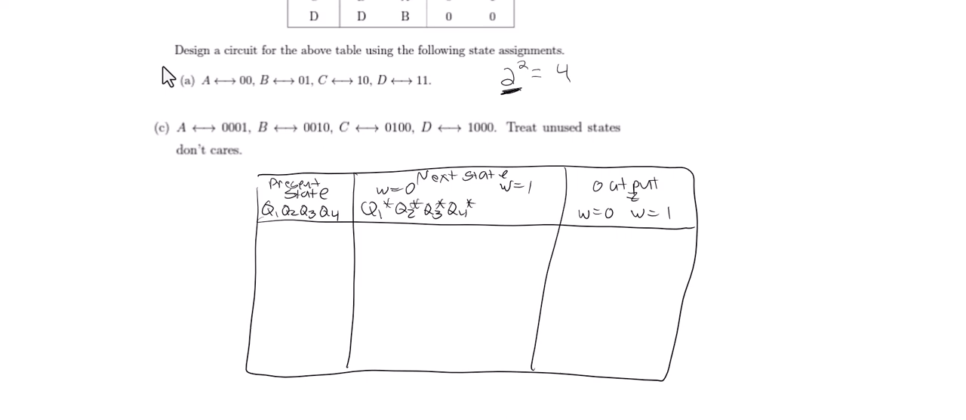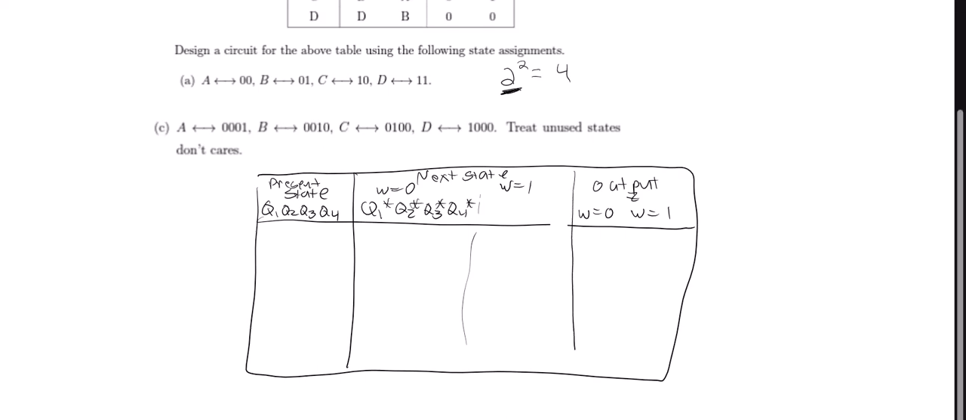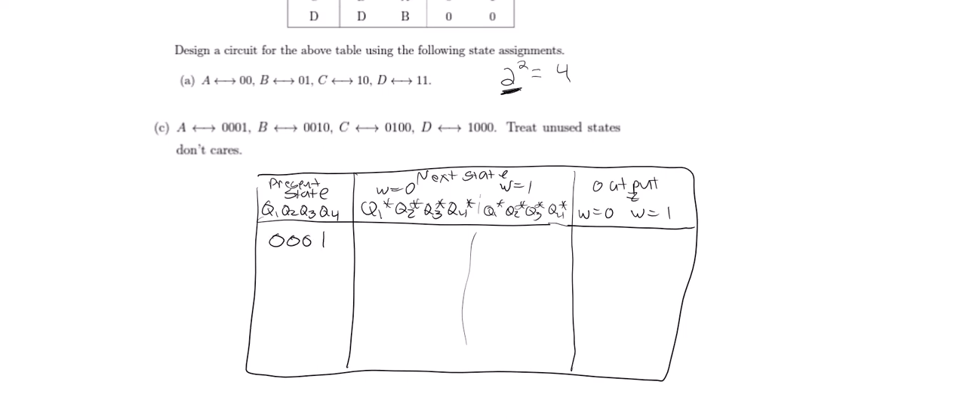Now there's no rule about the order. Do I do 0, 1, 2, 3? Do I do 3, 2, 1, 0? You either go with what's given if the problem is given, or you just decide for yourself. Okay, so A is 0, 0, 0, 1. B is 0, 0, 1, 0, C is 0, 1, 0, 0, and D is 1, 0, 0, 0. That's what's called one hot.